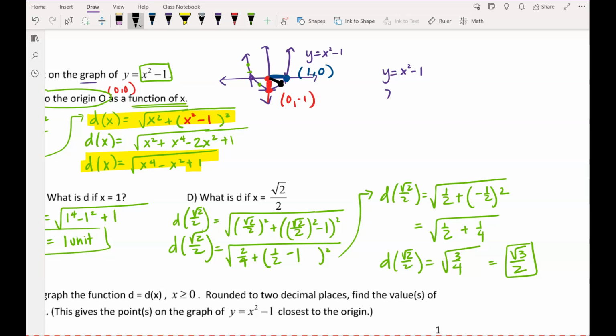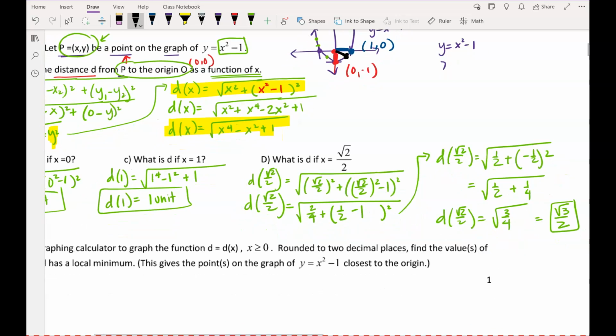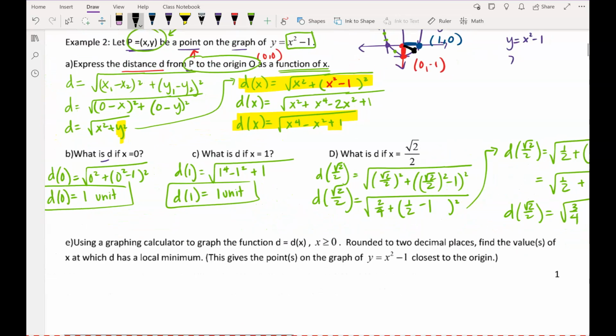Now students, radical 3 divided by 2 is about 0.87. Radical 2 divided by 2 is about 0.71. So that distance right there is less than 1 unit long. And we are going to verify that in a little bit with decimals.